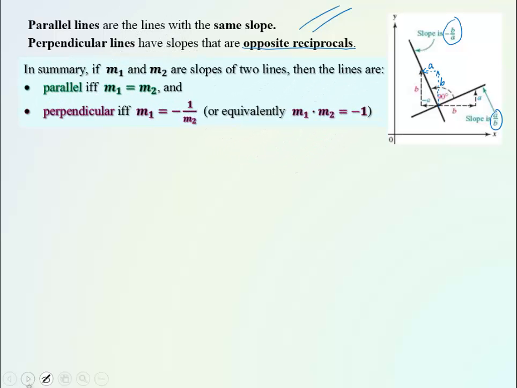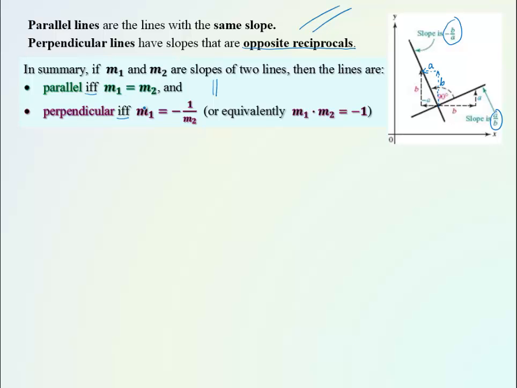So in summary, if m1 and m2 represent the slopes of two lines, then as long as m1 is equal to m2, we can claim that the lines are parallel. To indicate that the lines are parallel, we just write this sign. And if one slope is the negative reciprocal of the other slope, then the two lines are perpendicular. This statement is if and only if, so it goes both ways.